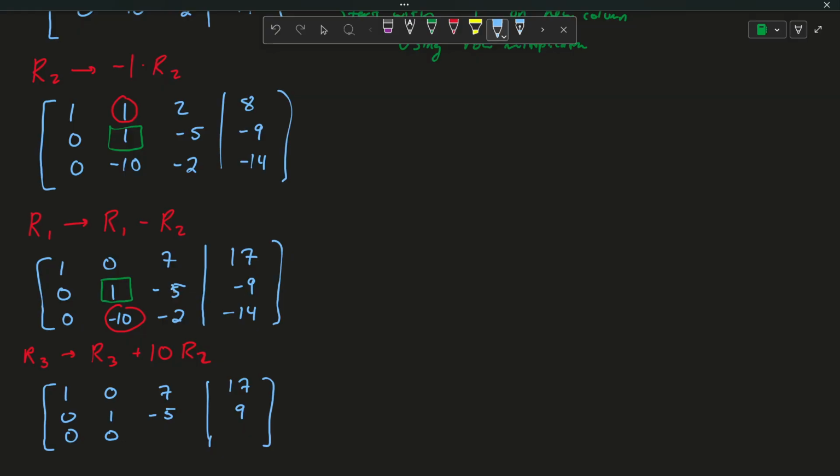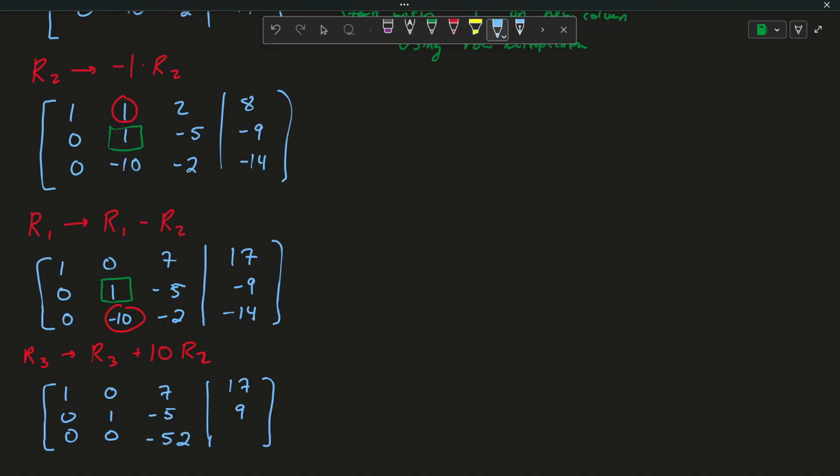I think I misspoke again. So we've got negative 2 plus 10 times negative 5. So negative 2 minus 50 gives us a negative 52. And feel free to write out each row entry so you don't make all these dumb mistakes like me.